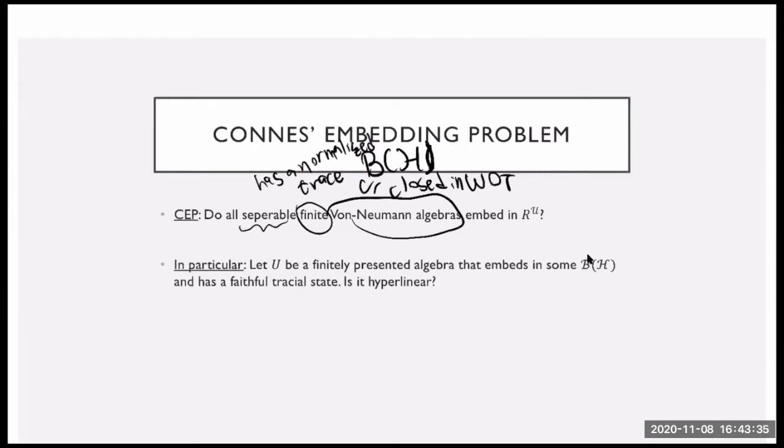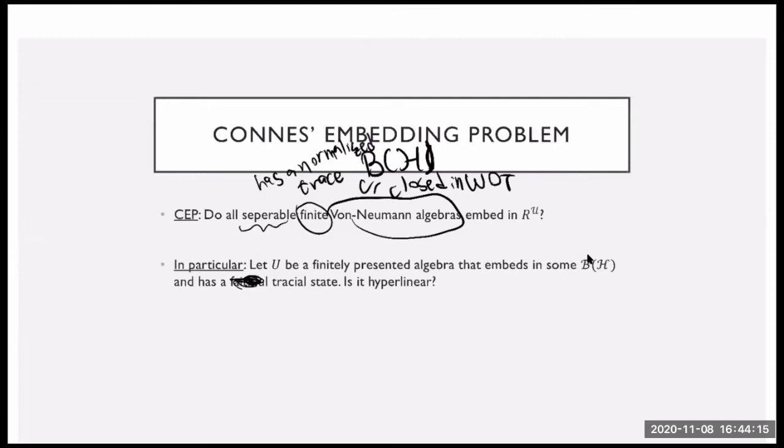Okay, but we started with asking a question about algebras. Why are we asking now a question about von Neumann algebras? No, so this is the original question of Connes. But the actual question that I care about is the one that comes next. We talked only about finitely presented algebras. So my question is as follows. If you have a finitely presented algebra that embeds in some B(H), and you don't even need a faithful tracial state, you only need a tracial state. Okay, so you have a finitely presented algebra.